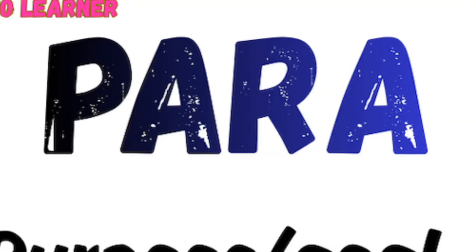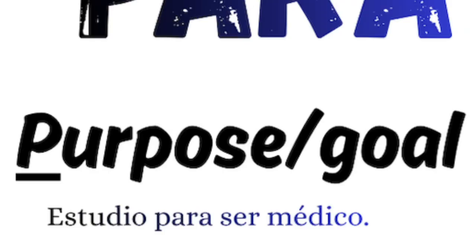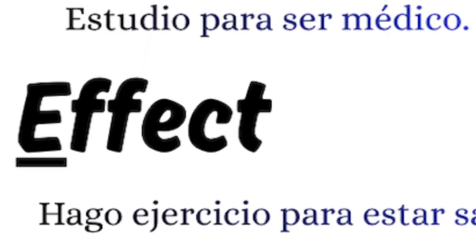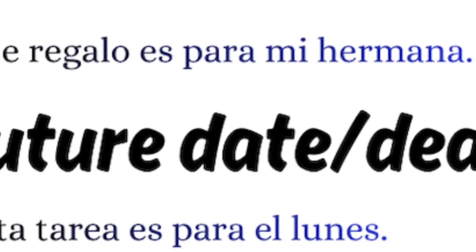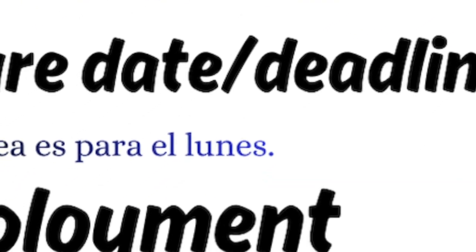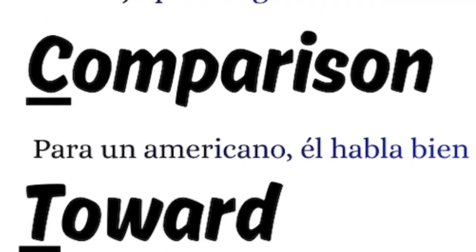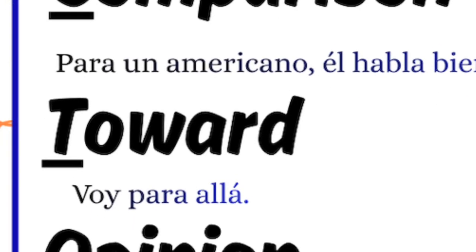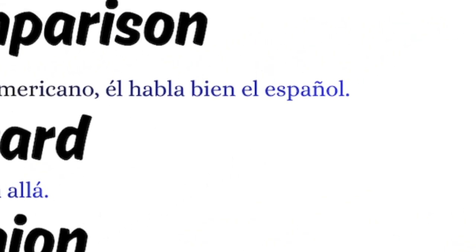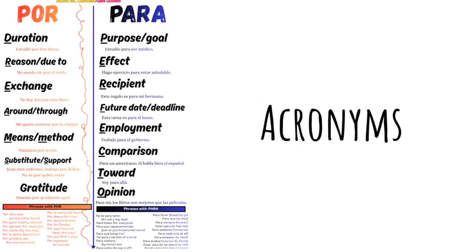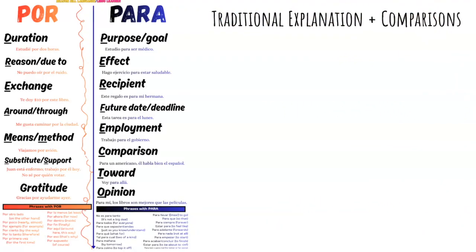Then para is perfecto. P for purpose, E for effect, R, recipient, F, future dates or deadlines, E, employment, C, comparisons, T, toward or destinations, and O, opinions. Okay, we have our acronyms. Let's dig deeper into each of those words with a traditional explanation and examples, starting with por.